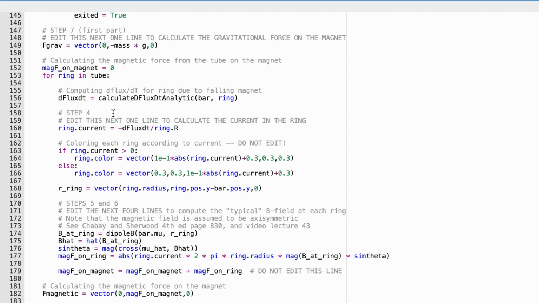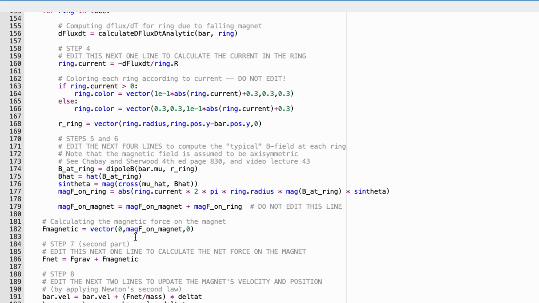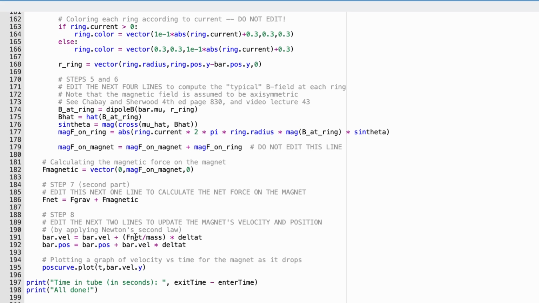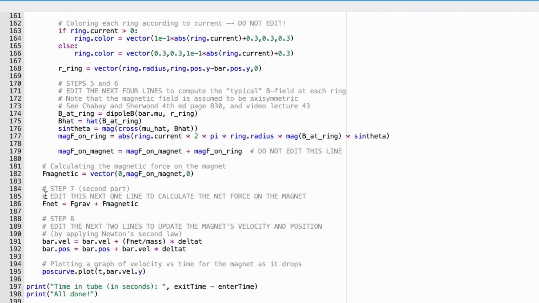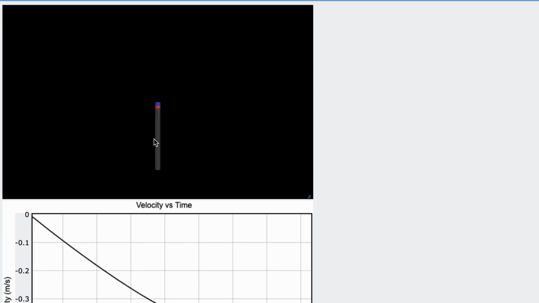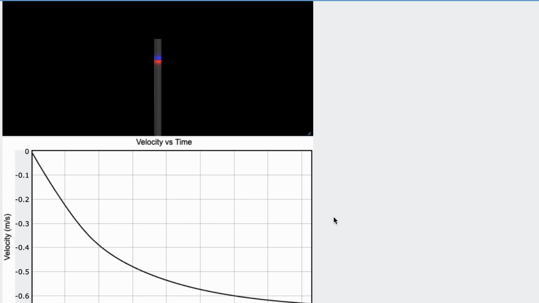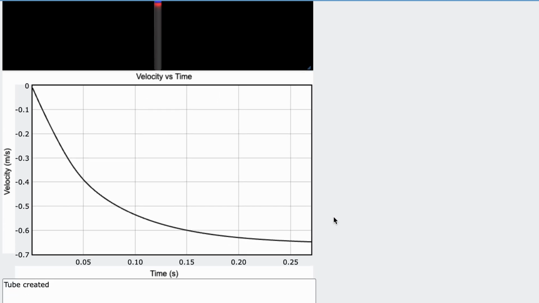And then you'll notice we calculate it per ring. We calculate the magnetic force on the ring, and we add that up for all the rings that make up the tube. If we visualize the tube as a bunch of continuous rings, then this ends up working. We set F net equal to gravity plus magnetic force, and we plot it as such. So here, the red and the blue is the magnet falling.